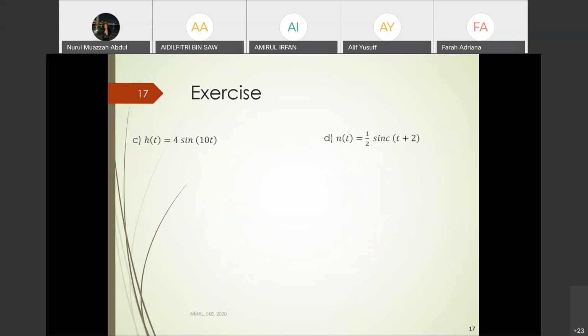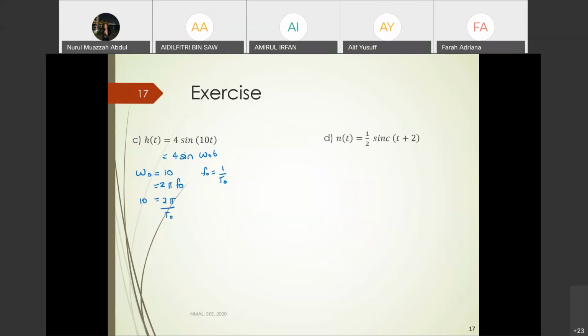4 sine 10 t. How do you want to draw a sine function? First, remember that in the original form this is actually 4 sine omega naught t. So omega naught here is 10. Omega naught is equivalent to 2 pi f naught. So what is f naught? f is equivalent to 1 over T, so f naught is equivalent to 1 over t naught. So this is 2 pi divided by t naught. Omega naught here is 10.